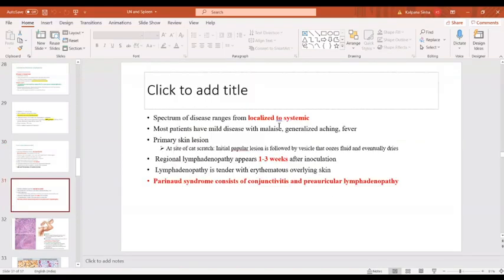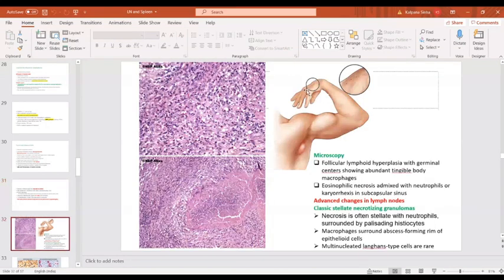The lymphadenopathy can be localized or generalized. Primarily there is a skin lesion, and then the regional lymphadenopathy happens 1 to 3 weeks after inoculation. When there is conjunctivitis with pre-auricular lymphadenopathy, it is known as Parinaud syndrome, and it is a part of cat scratch infection. You can see these are the skin lesions, and axillary and cervical lymph nodes are involved in cat scratch. This is known as a stellate granuloma, which is very classical of cat scratch.